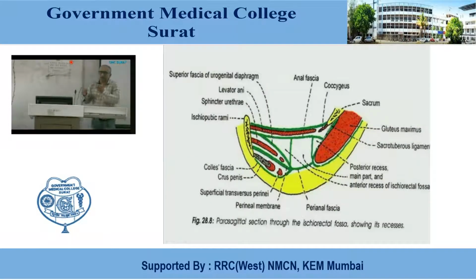What's the section? It's a coronal, sagittal section. That was the coronal. Now this one is the sagittal section taken through this ischiorectal fossa. So here this one is the anterior part and this is posterior part. And this green colored bounded space is the ischiorectal fossa.